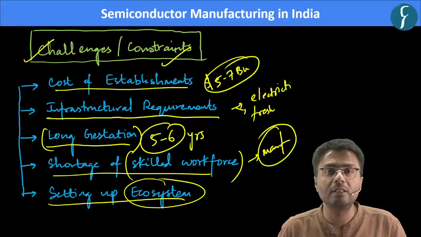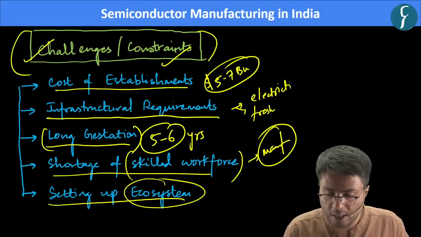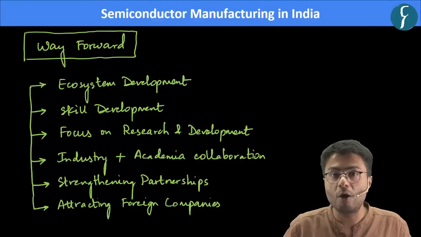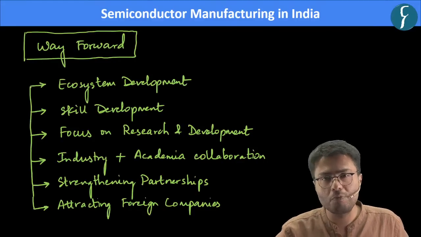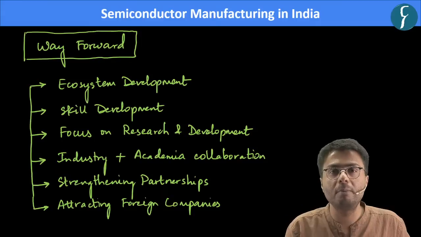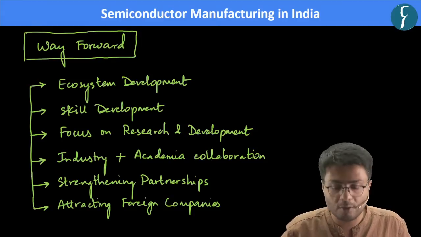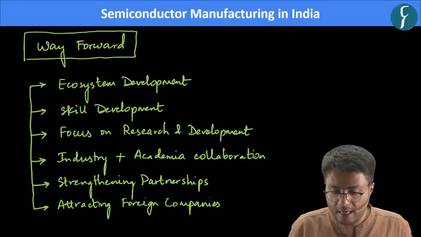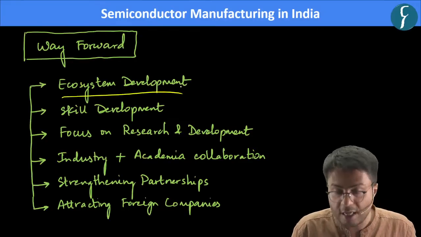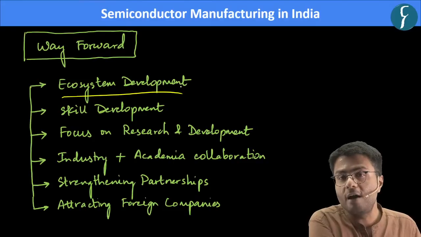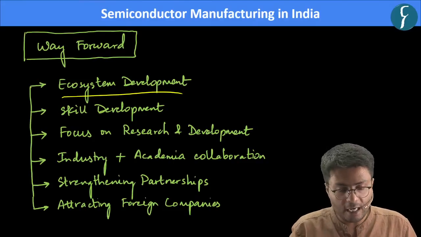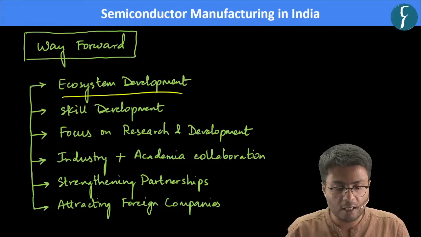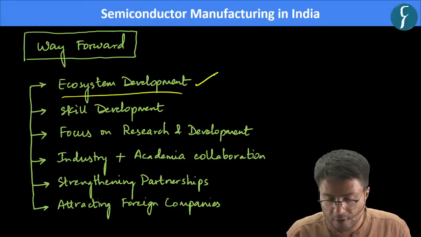Now, after we've discussed the challenges and constraints for the manufacturing setup in India, let us now discuss a way forward which will suggest measures for improving the semiconductor manufacturing ecosystem in the country. The first option, naturally, is related to ecosystem development, because only after we have a significant ecosystem will we be able to have a significant supply chain and manufacturing facilities.